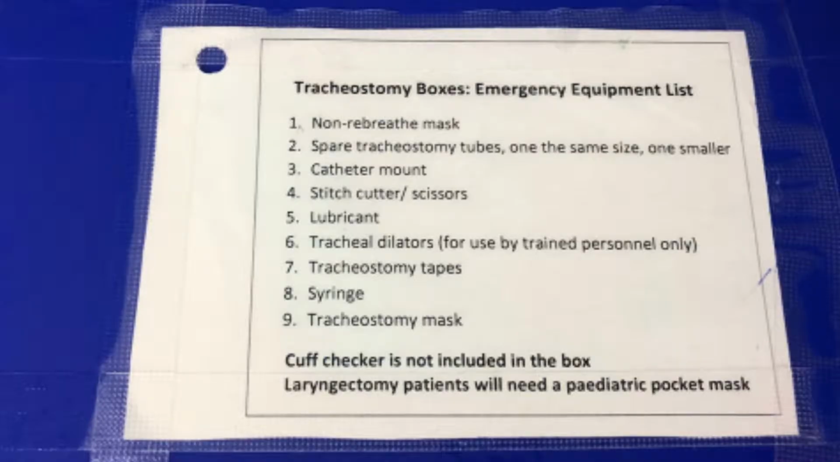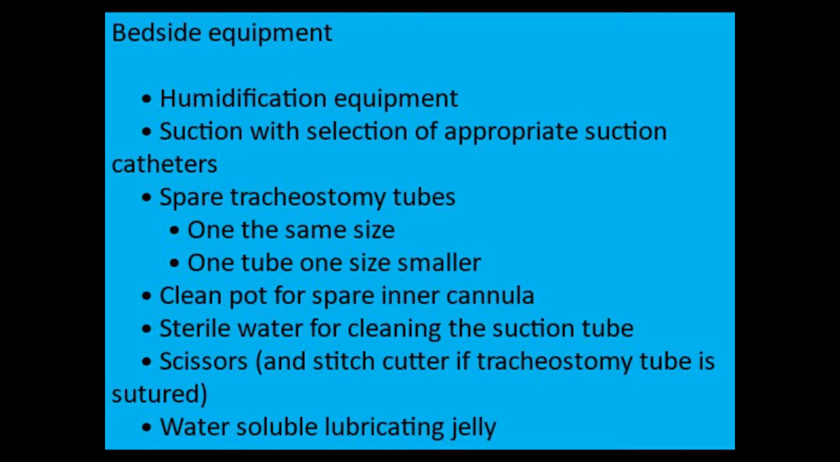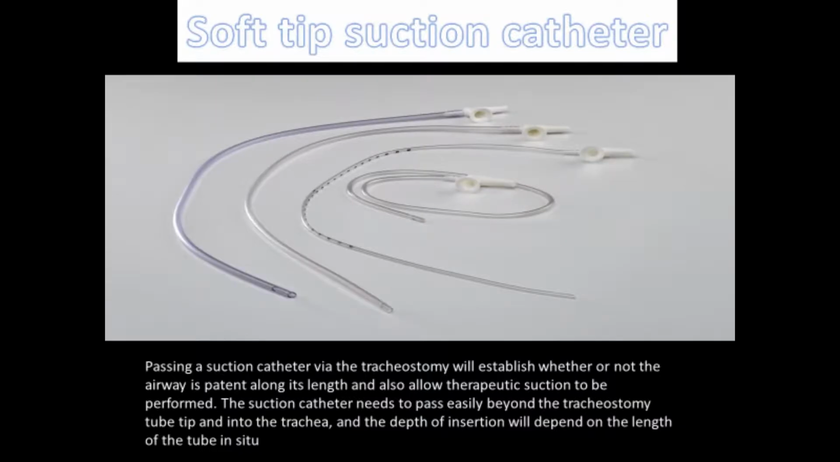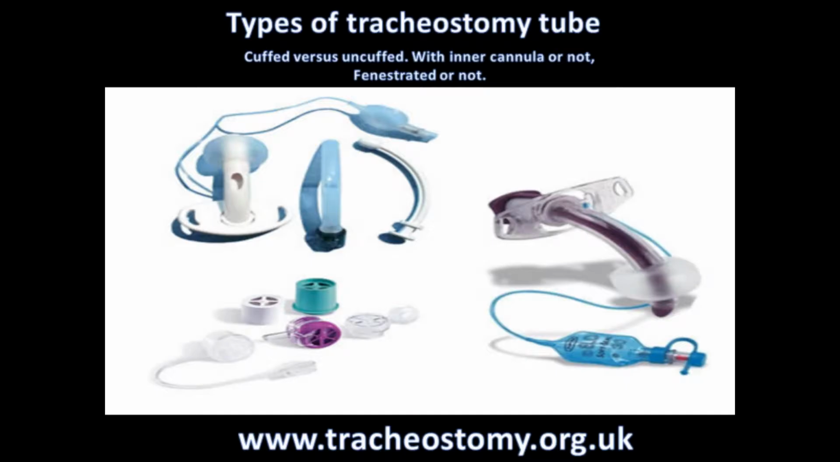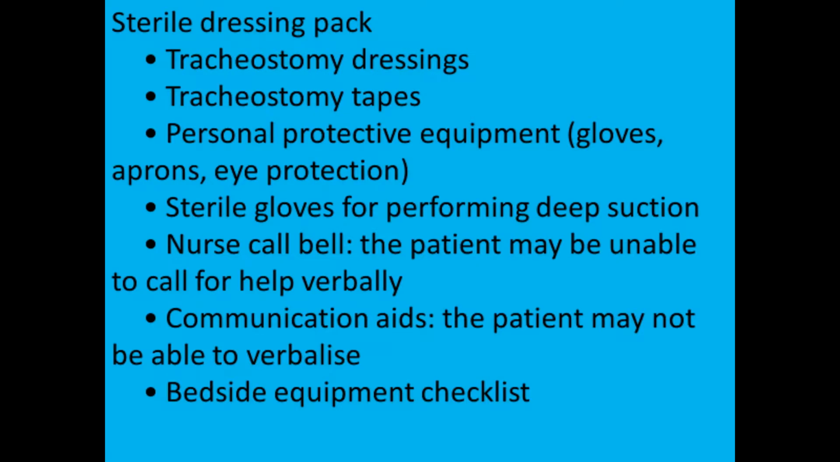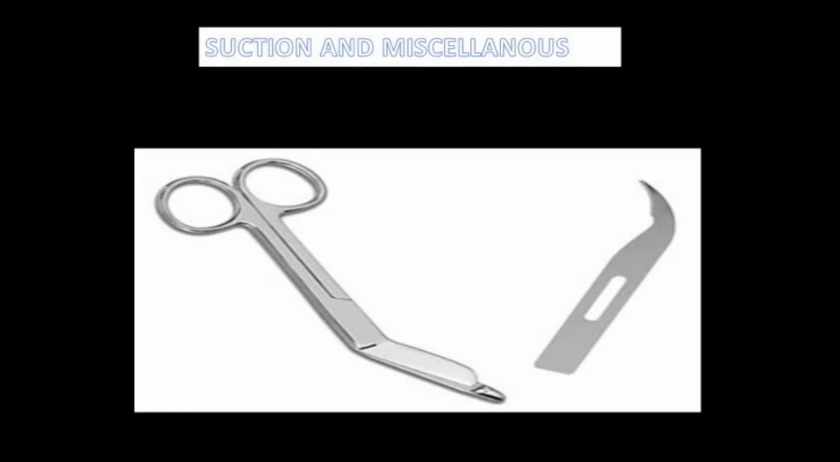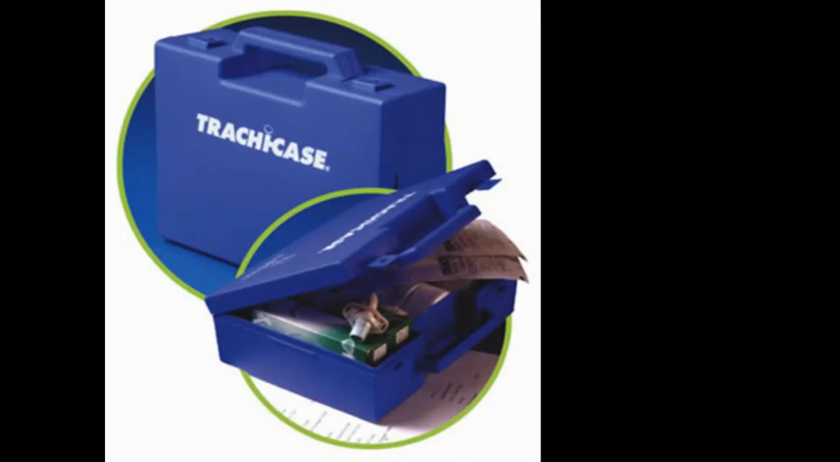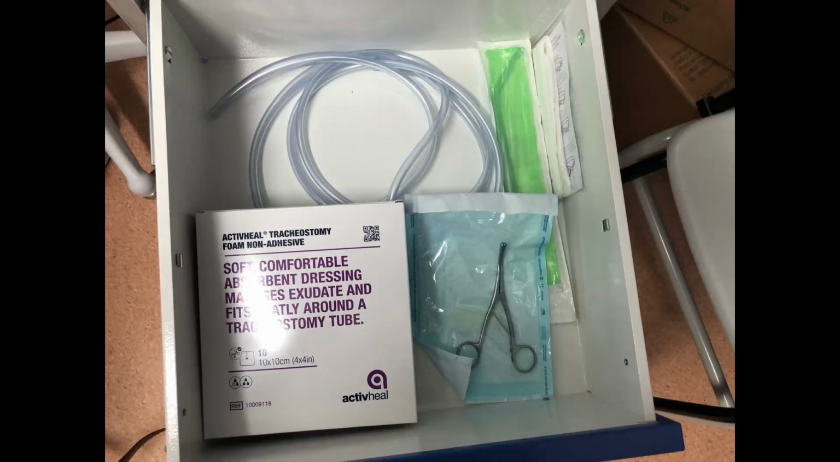Humidification equipment, suction with a selection of appropriate suction catheters, spare tracheostomy tubes, the same size and a size smaller as well, a clean pot for spare inner cannulae, sterile water, scissors and a stitch cutter if a tracheostomy tube is sutured, water-soluble lubricating jelly, a sterile dressing pack, tracheostomy dressings, tapes, PPE, sterile gloves, and, if needed, communication aids.